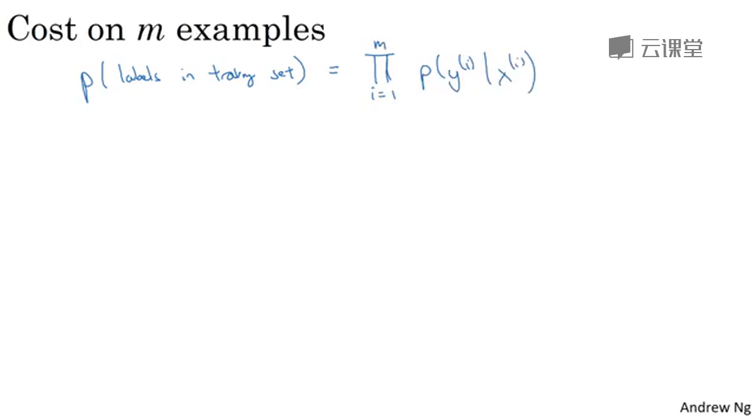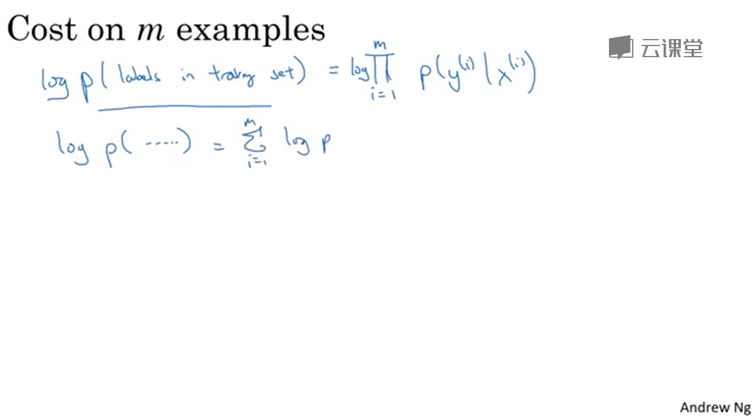And so if you want to carry out maximum likelihood estimation, then you want to find the parameters that maximize the chance of your observations in the training set. But maximizing this is the same as maximizing the log. So I'm just putting logs on both sides. So log of the probability of the labels in the training set is equal to log of a product, which is the sum of the logs. So that's the sum from i equals 1 through m of log p of y i given x i. And we had previously figured out on the previous slide that this is negative L of y hat i, y i.